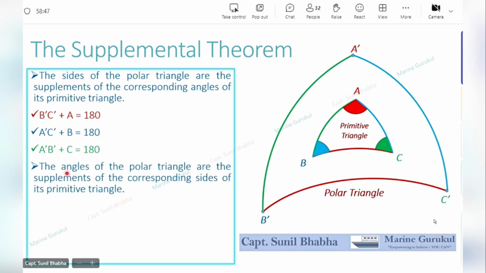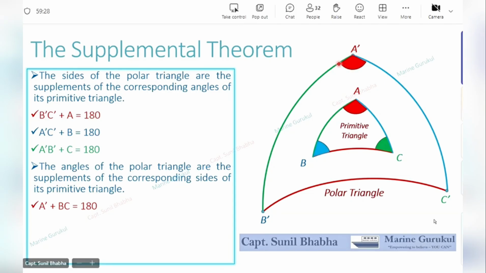Now moving further, the angles of the polar triangle are the supplements of the corresponding sides of its primitive triangle. Now let us have a look at the angles of the polar triangle. We have three angles: angle A', angle B', and angle C'. The supplemental theorem says that all these three angles are supplements of the corresponding sides of the primitive triangle. Now let's follow this property one by one. Let's pick up angle A' first. We have marked this angle in red color.